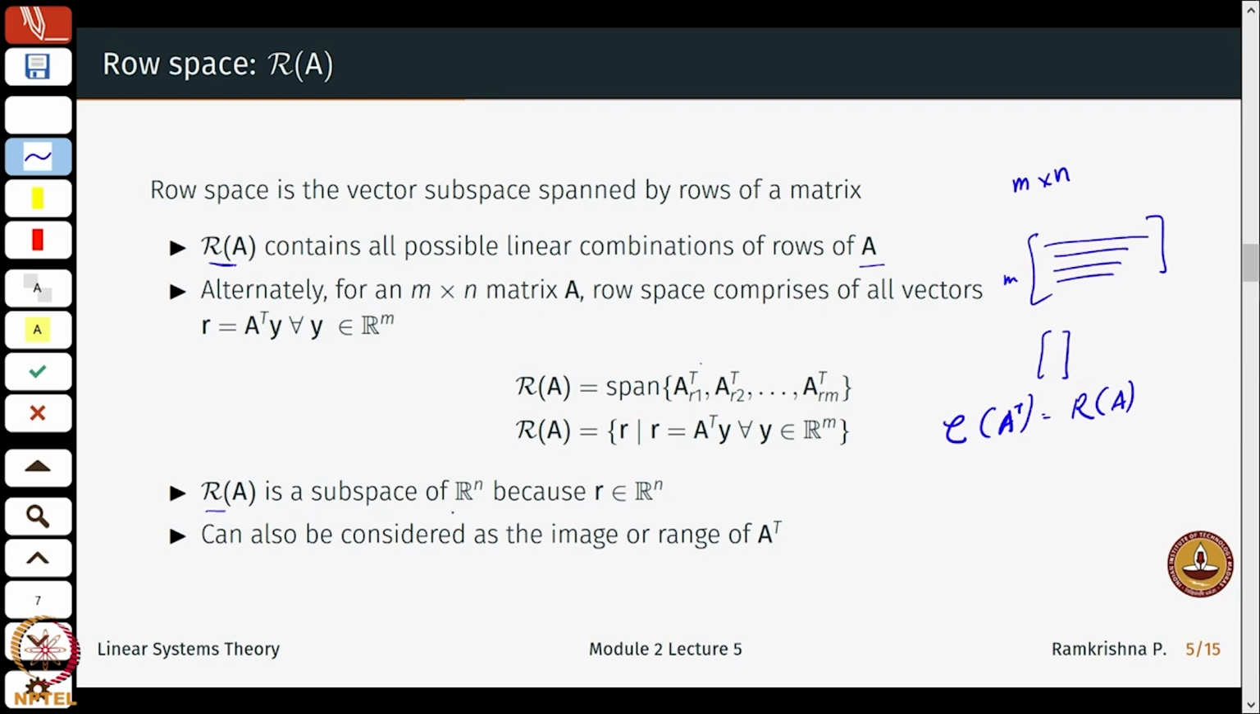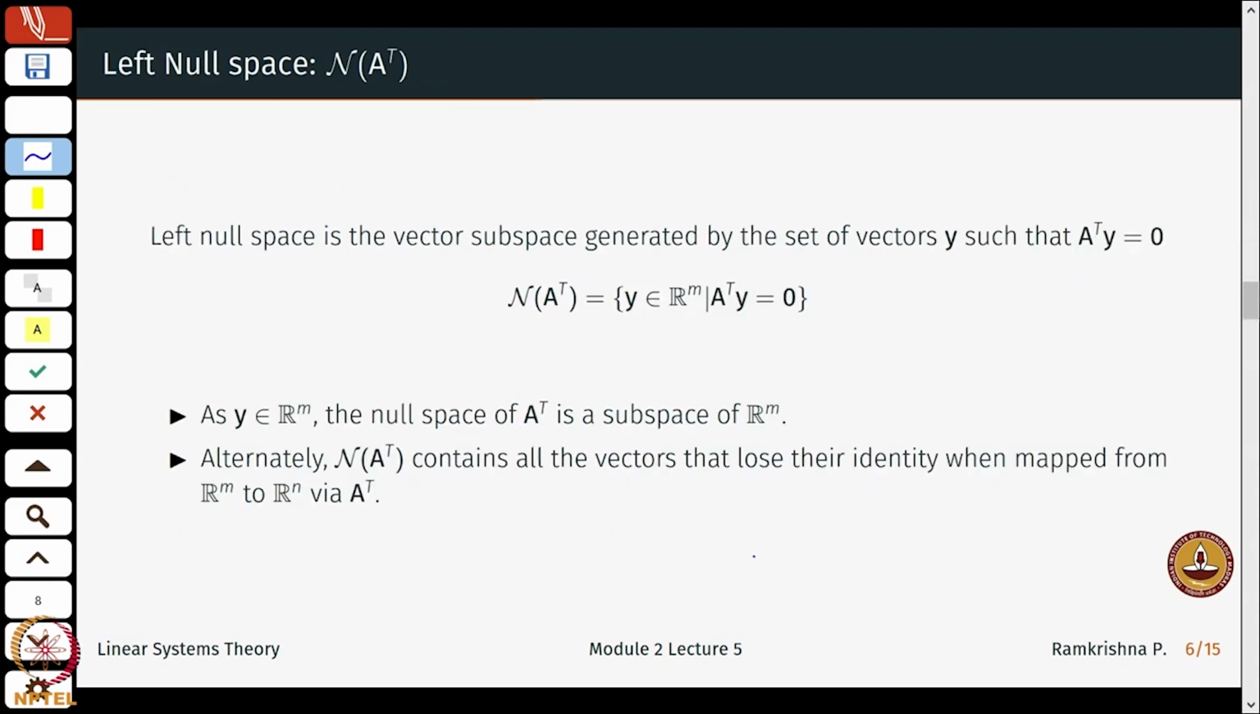R of A will be a subspace of Rn because of this, right. So, what is R of A? All r's such that A transpose of y is equal to r. So, if A is of dimension m cross n, then I am looking at A transpose of dimension n cross m, and therefore, the range space is a subspace of Rn, right. And this, as I said earlier, can also be considered as the image or the range of A transpose.